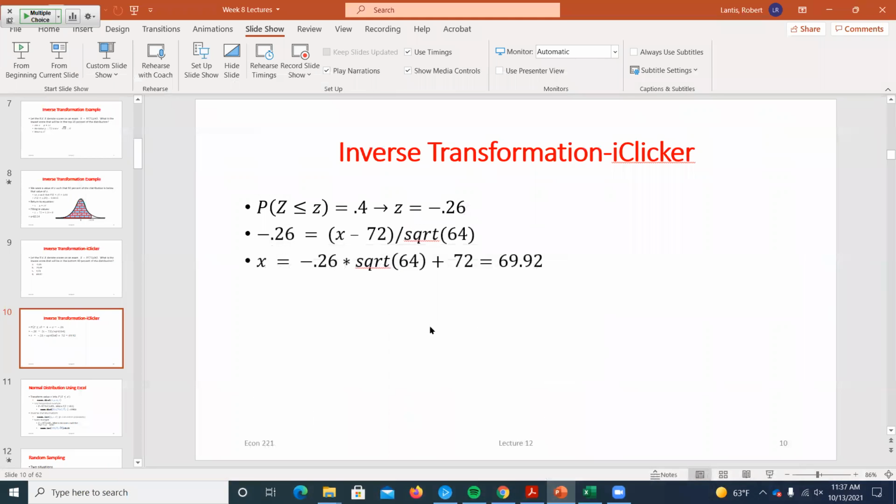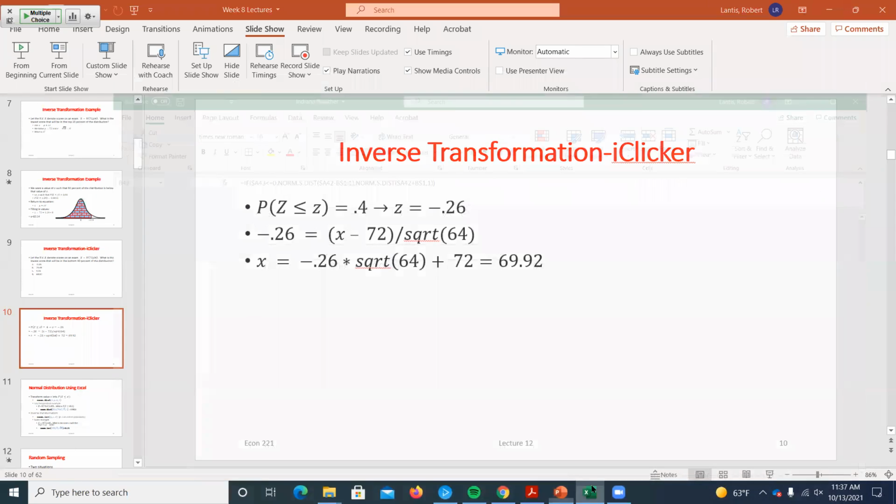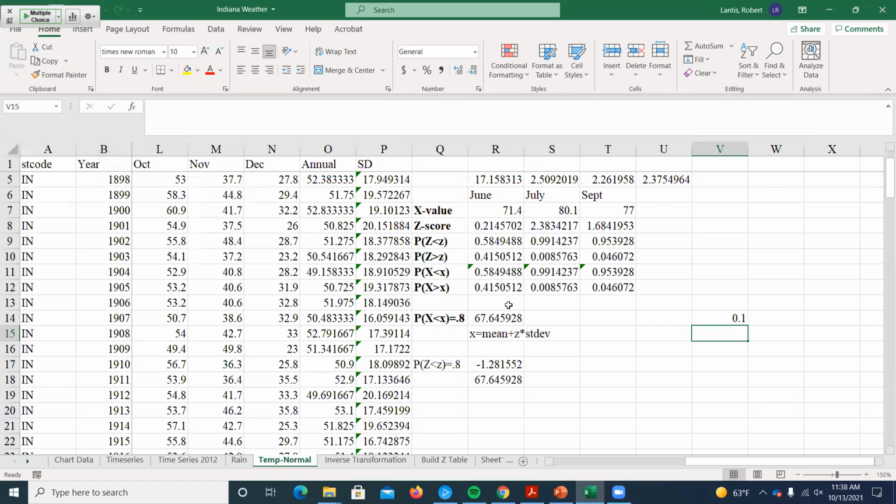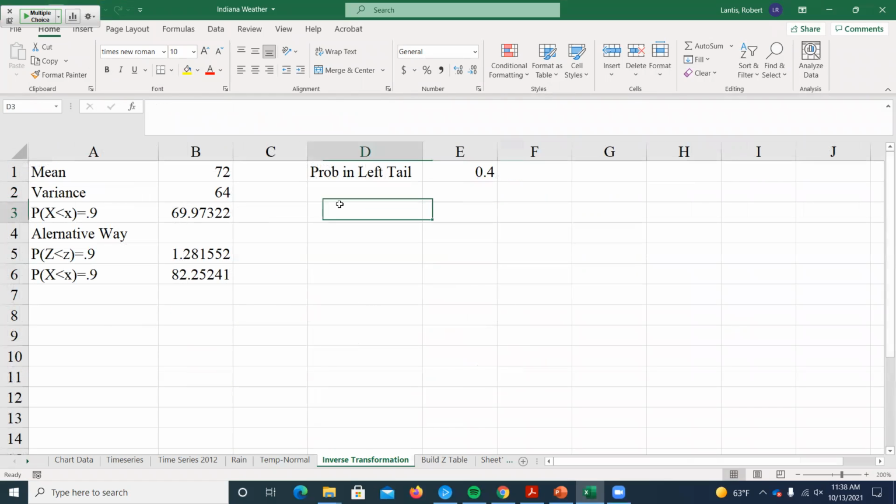So the other thing I want to do today to end class is take a little bit of a look into Excel. So I'm going to sit down so I can type easier. All right, we worked through some of these norm.s.dist and norm.dist examples last week. I'll show you how we could do the inverse work in Excel as well.